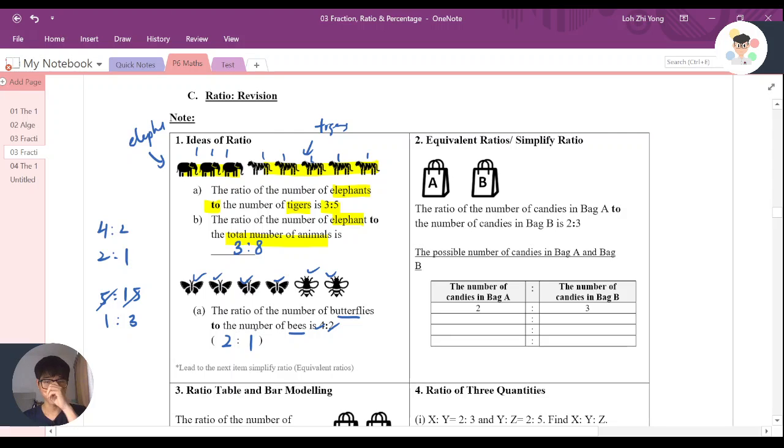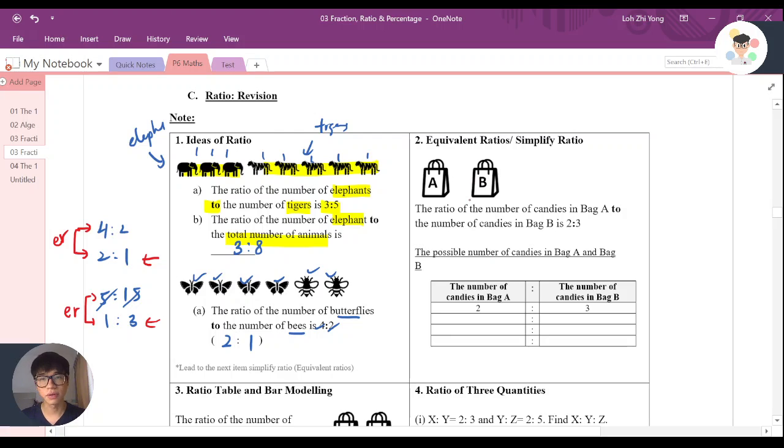Okay, and let's come to the next one, equivalent ratio or simplified ratio. So the same thing again. Just now, actually, what I showed you is basically this. These two, we know that it's exactly the same thing, right? That's why they are equivalent ratios. However, this is the simplified ratio, and we usually do this. We usually simplify it. 5 to 15, 1 to 3 are equivalent ratios, and this is the simplified ratio.